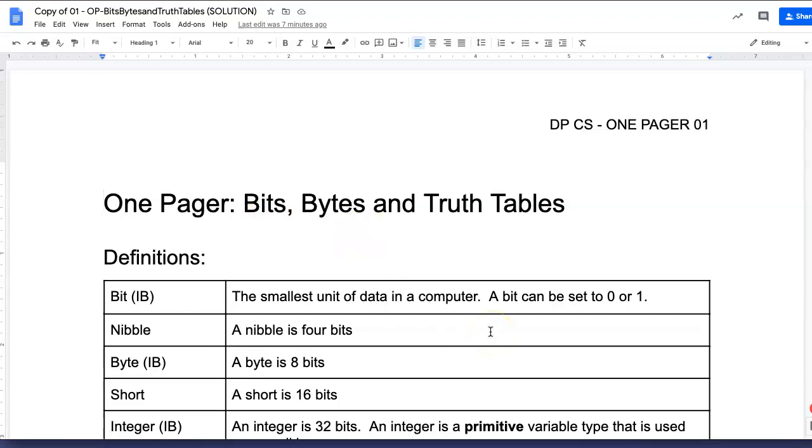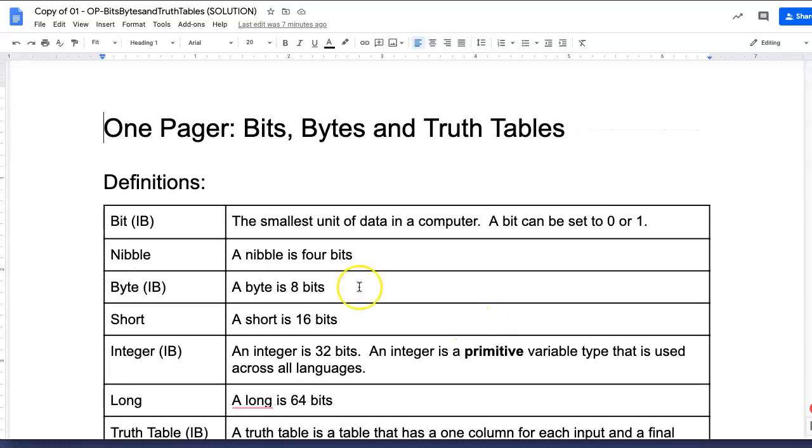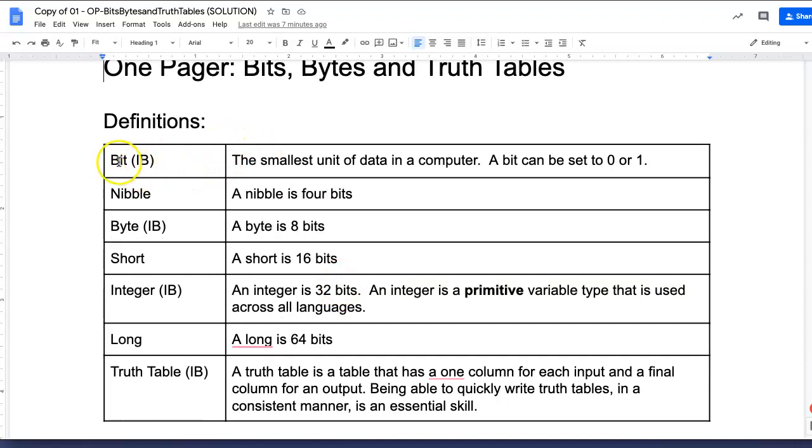In the IB DP computer science exam, you need to be able to write truth tables, and you have to be able to write them quickly and accurately. And you have to be able to define some terms. So the first thing a one-pager has is definitions. So you need to be able to identify a number of terms.